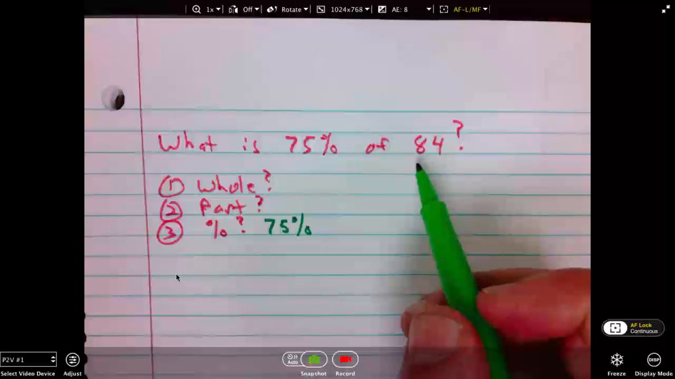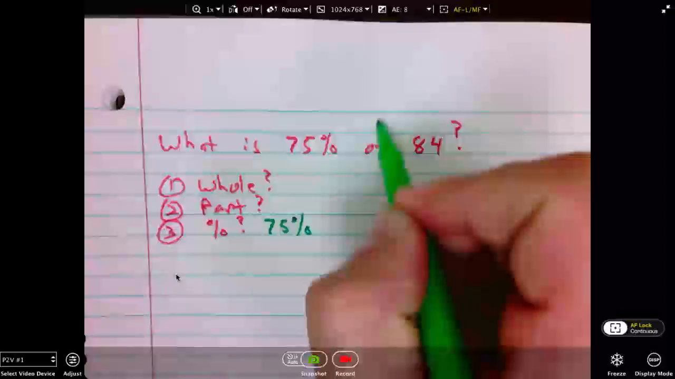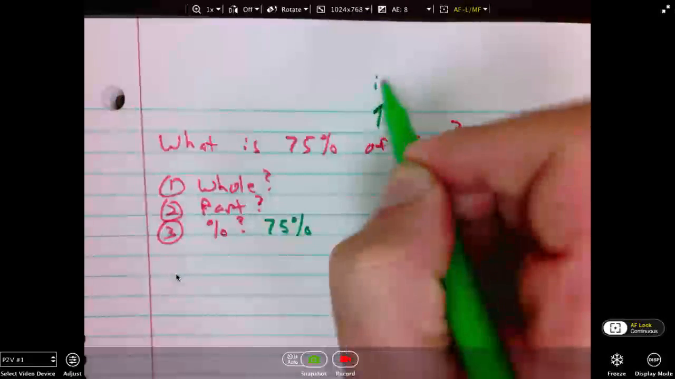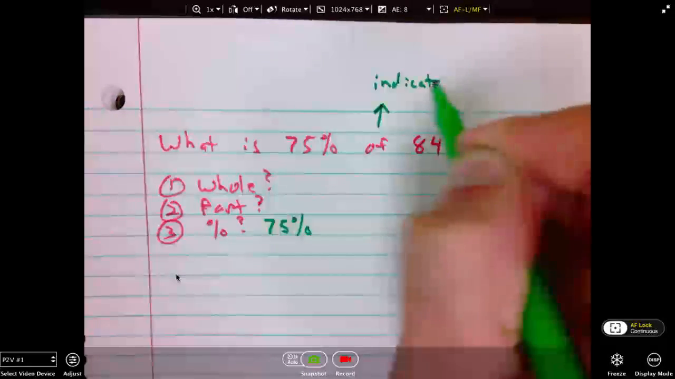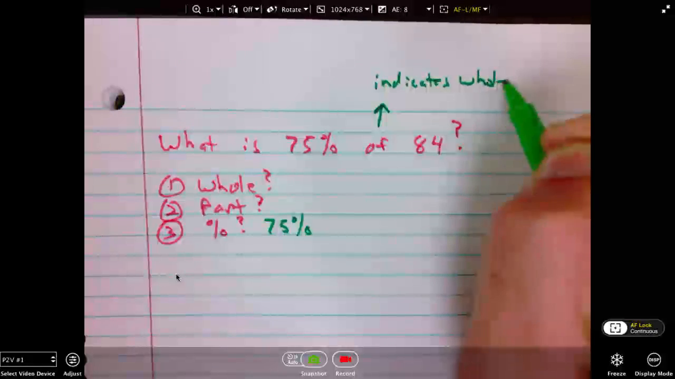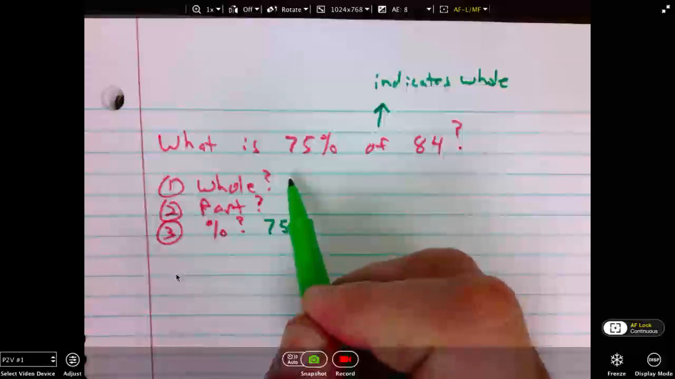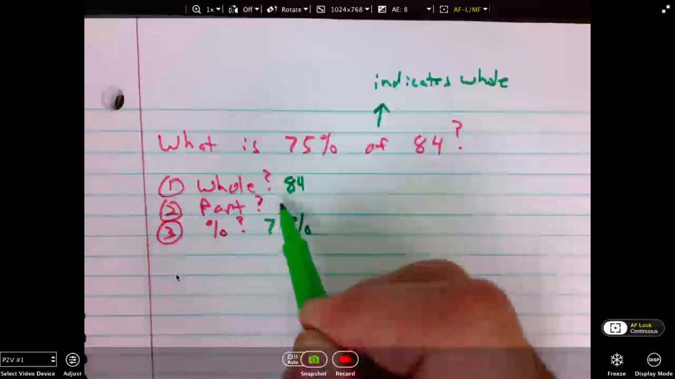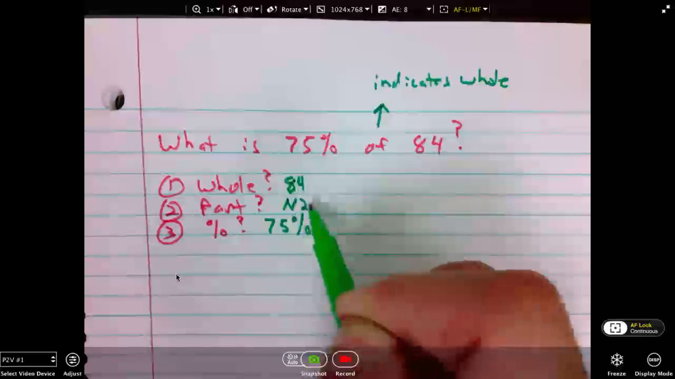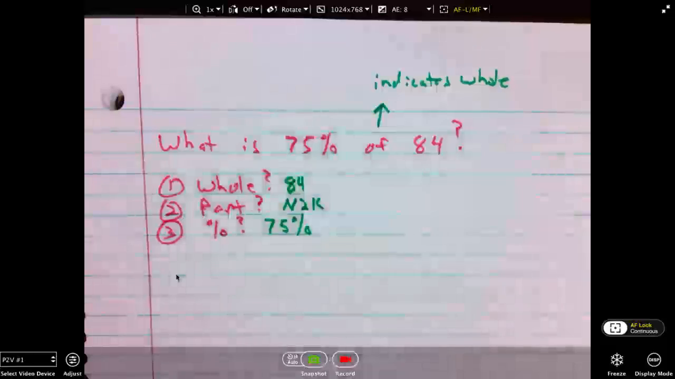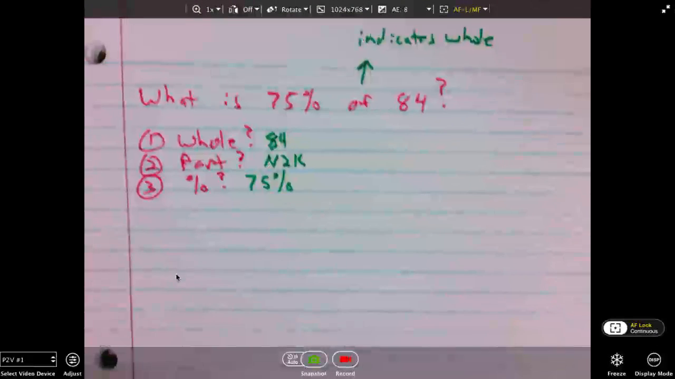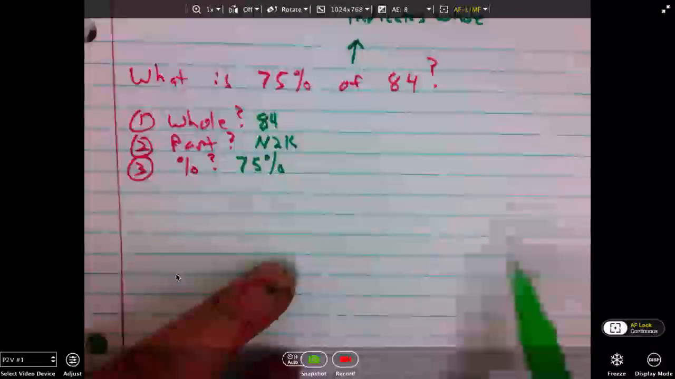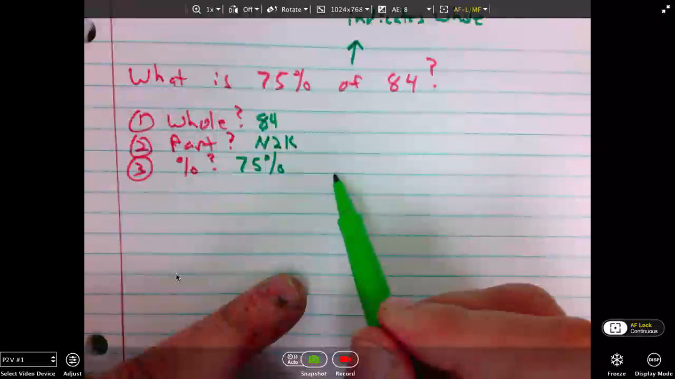Is this the part or the whole? Well, of. The word of we know indicates the whole. Okay, so 84 in this case is our whole. So our part is what we need to know. This is what we're seeking. Alright, let's use the bar model to see if we can solve this problem.